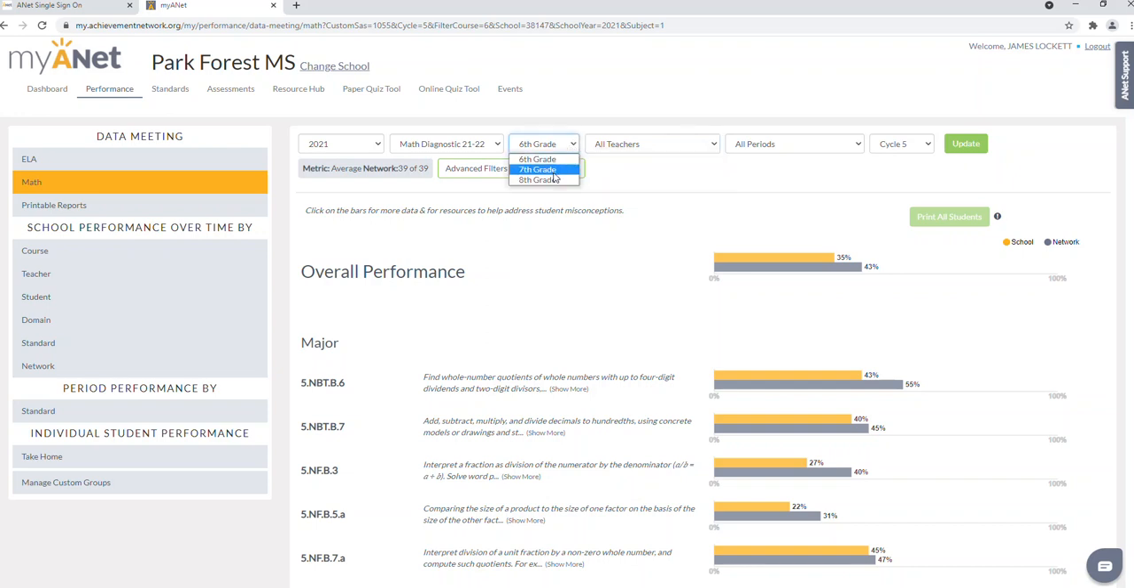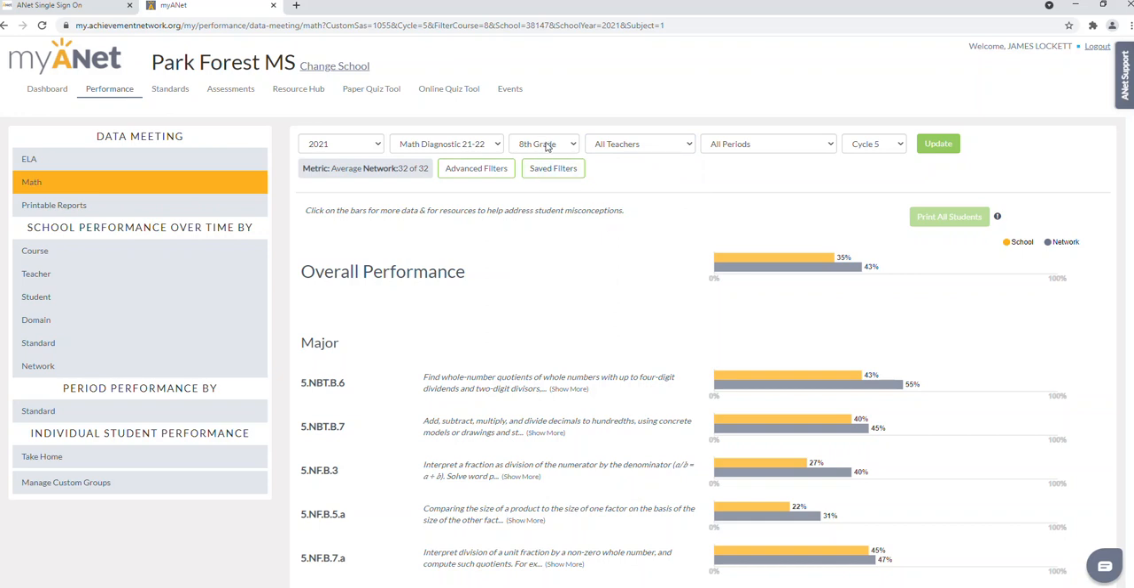If I go to 7th grade and look at teachers, these are teachers at that school that have 7th grade students in their classes. And then 8th grade, these are the teachers at that school that have 8th grade students in their classes. All right, so make sure you understand that part.